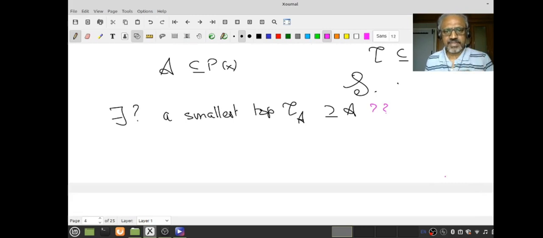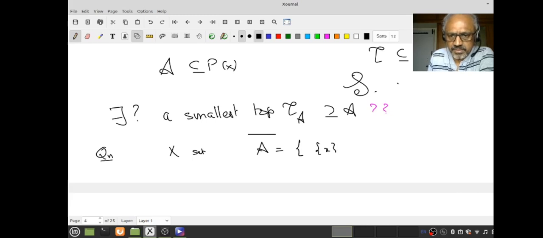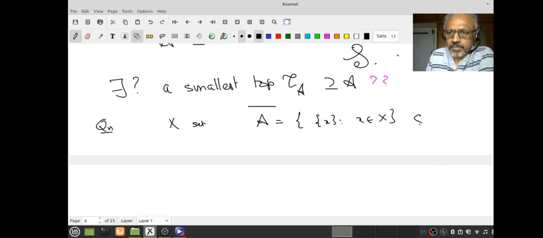Just to make sure that you understand, let's start with some simple minded thing. Let us try to understand the question by means of an example. Suppose X is a set. What is it that I am asking? Let me say this is all singletons x in X, and this is a sub collection of P of X. I am not talking about all subsets, only singleton subsets.